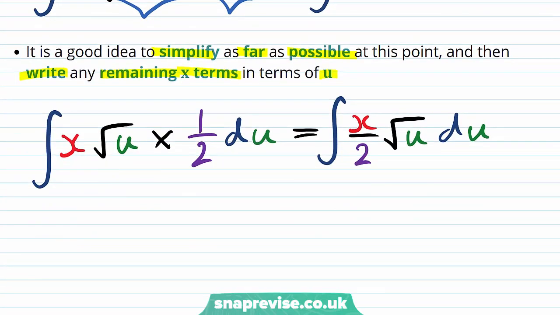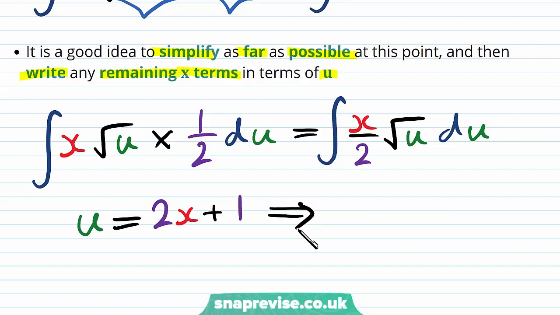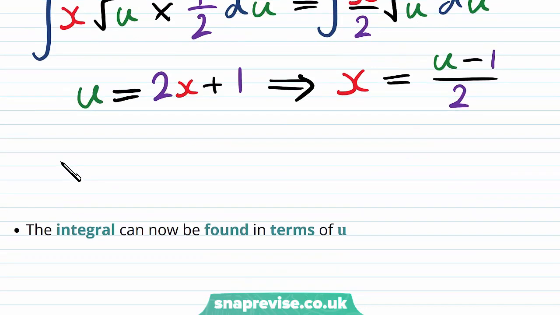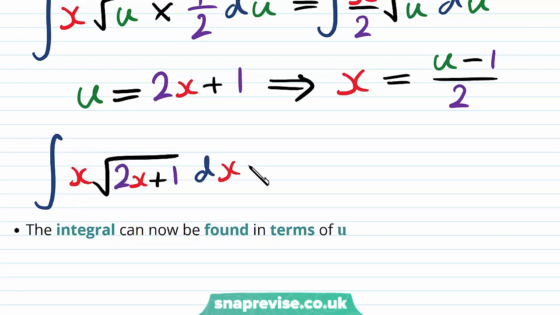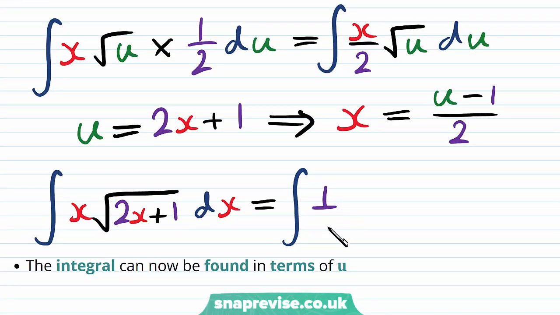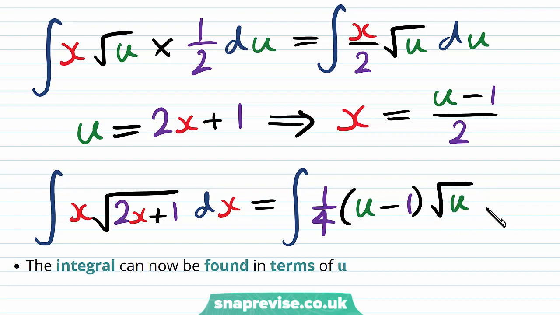Now, we look at our substitution, u is equal to 2x plus 1. We can rearrange this to make x the subject, and then substitute that in. So we have that x is equal to (u minus 1) divided by 2. And then we can substitute this in, and we get that the integral of x multiplied by the square root of 2x plus 1 dx, which is what we started with, is equal to, instead, by bringing the 1/2 in and including it with the other 1/2, 1/4 multiplied by (u minus 1) multiplied by the square root of u du.